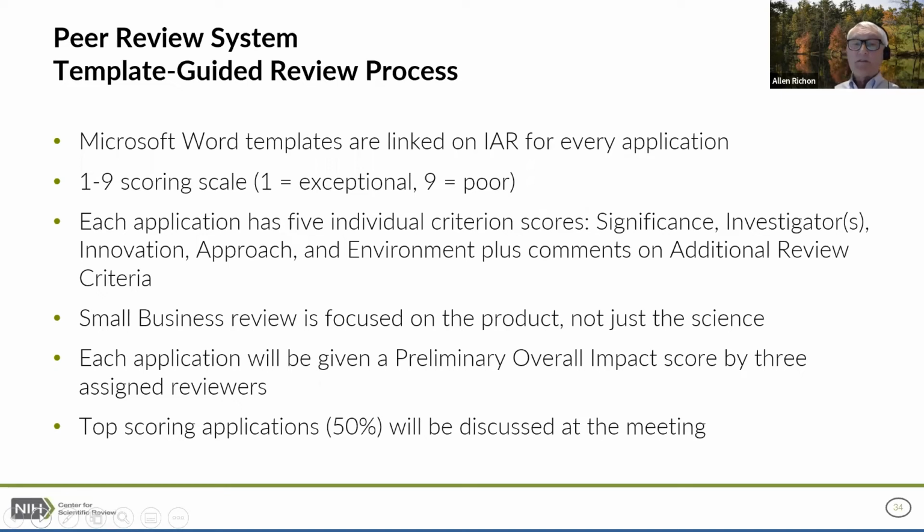And each of the applications by the 3 reviewers will be given a preliminary overall impact score, and that will be loaded into the IAR system. Once we have all the scores for all the applications, these are rank ordered, and the top 50% of those scores will be discussed at a face-to-face or Zoom meeting, as the case may be at the current time. So top 50% of scores, accounting for any ties. So if there are 6 applications that scored a 4.3 and the cutoff line is 4.3, all 6 of those applications will be discussed. Next slide, please.